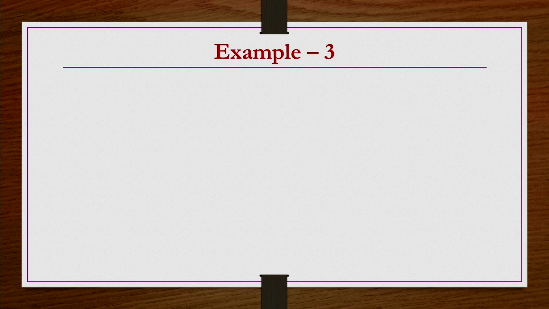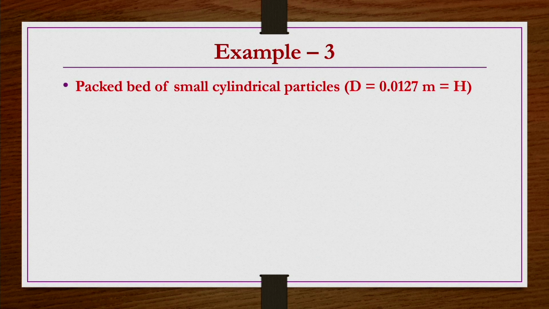Now, we take one more example problem. Let us take a packed bed of small cylindrical particles. In the previous two problems we have taken spherical particles: in one case all particles of the same size, but in the second problem all particles spherical in shape but with mixtures of different sizes, like 25, 50 and 75. So now in this example problem we are taking small cylindrical particles, in the sense that L should be equal to the height of the cylindrical particle. So something like this. This we have already seen.